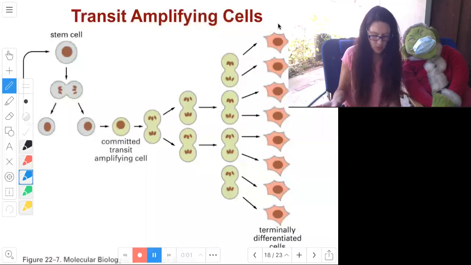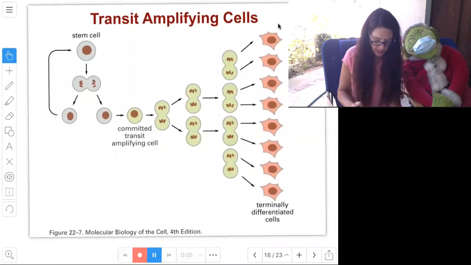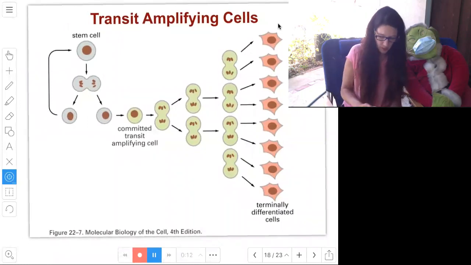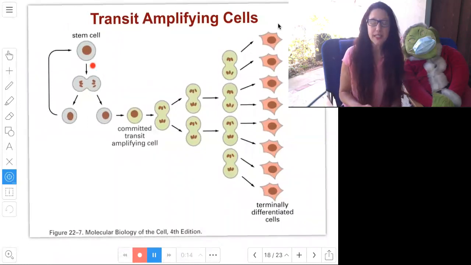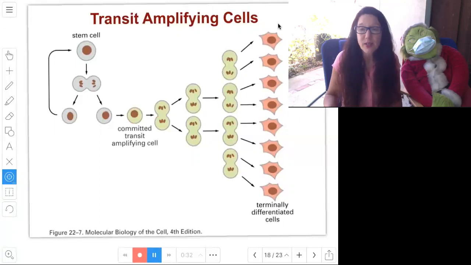So transit amplifying cells, this is just that little picture showing us what happens. We have that stem cell, of course, in our example, it was the skin stem cell. Mitosis. And then that guy goes back, right? We have to replace that stem cell. If we sent them all away, then we'd have no replacing our skin cells, and then it would be nasty. This guy then makes more of himself, until he's terminally differentiated. And then these guys go to the outside and die.